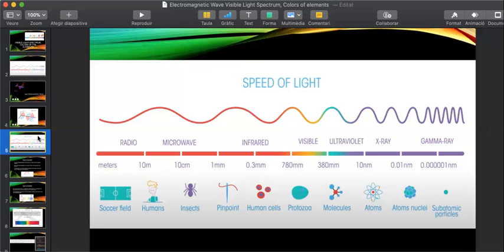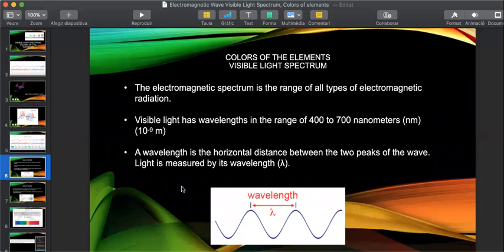Gamma rays will have a lot of frequency. Look at this, there is a lot of frequency right there. Opposite to that, the radio waves will have a big wavelength, but the gamma rays will have a big frequency. So the electromagnetic spectrum is the range of all types of electromagnetic radiation.